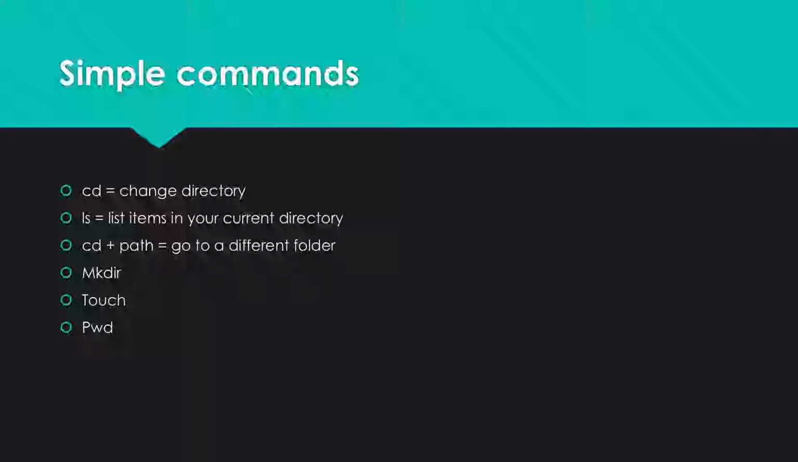Touch is similar to MKDIR, but touch creates a file. So if you do touch and then space and then the name of the file with the extension, like I could do touch space my file dot txt, and then I just created a text file called my file. And I'll show you how to do all this. PWD gives you the full path to where you are currently in your directory. It'll give you the full path line.